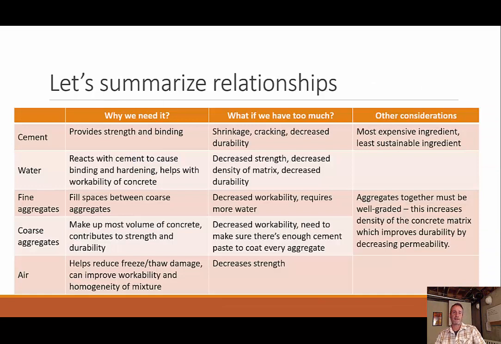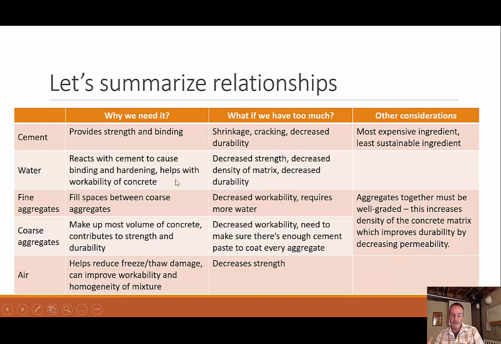All right, so let's look at this slide. Let's summarize what we have for these relationships with each ingredient. This is a great slide. I mean, this is like a summary of everything. If we look at our cement, what is the purpose of this cement? That's really where our strength is coming from, and it binds everything together. If we have too much cement, we can have shrinkage and cracking of our concrete. Also, our durability could be affected. Another consideration is that it's the most expensive ingredient, so your overall cost would go up if you have too much cement.